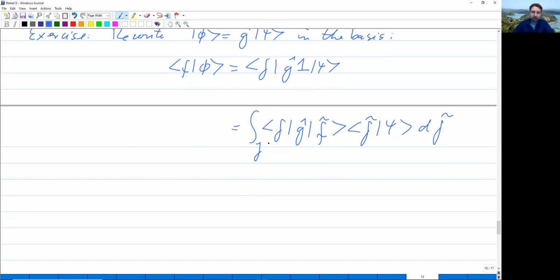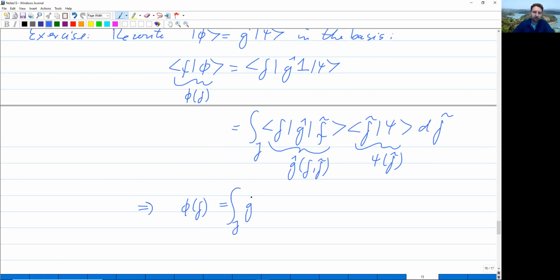And what are these things now? This is the integral kernel of g hat in the f basis. So this is g hat of f and f tilde. And this is the wave function of psi in the f tilde basis. And so overall, since this is the wave function of the state phi in the f basis, we obtain that phi of f is equal to the integral over j of g hat of f and f tilde, psi of f tilde, d f tilde.